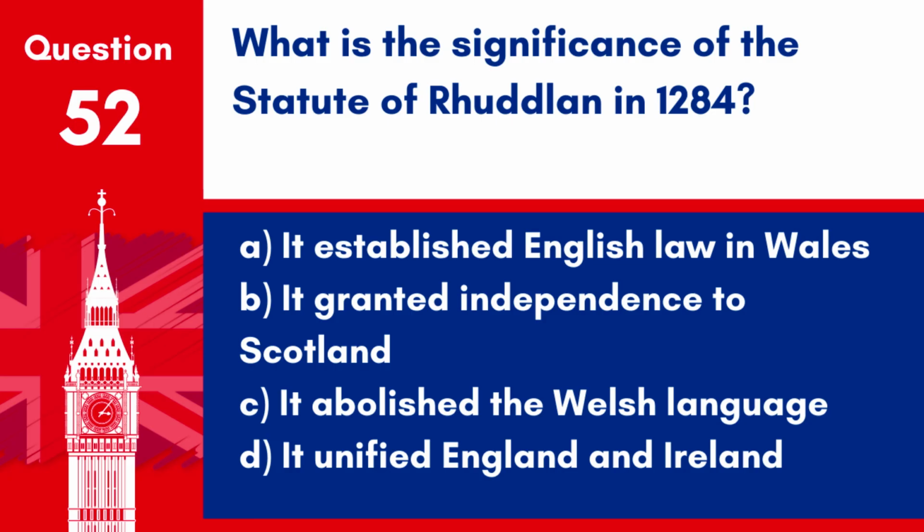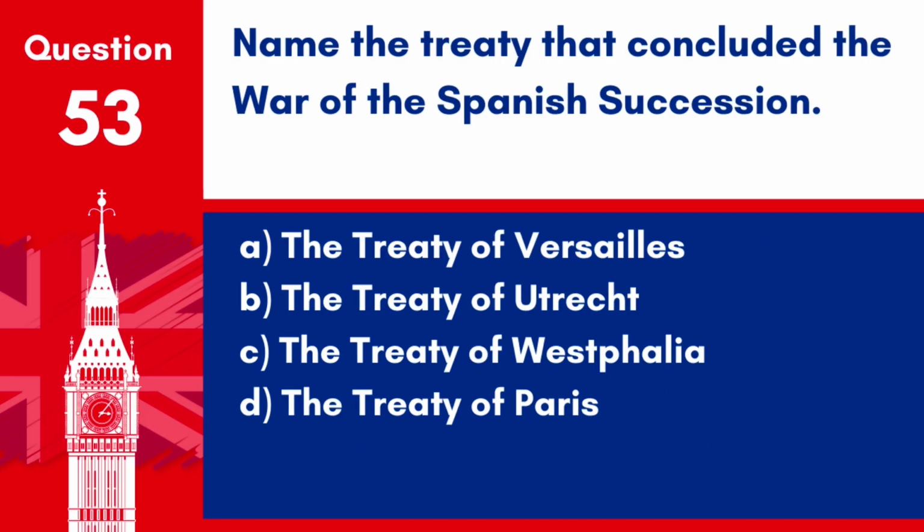Answer A. It established English law in Wales. The Statute of Dublin in 1284 was significant as it established English law in Wales, incorporating Wales into the legal framework of England.